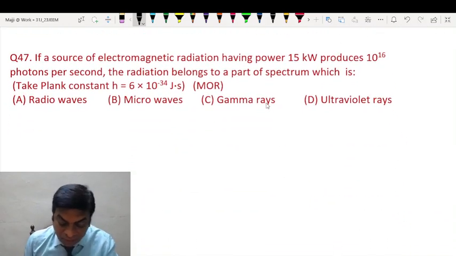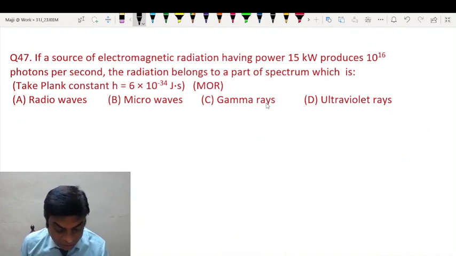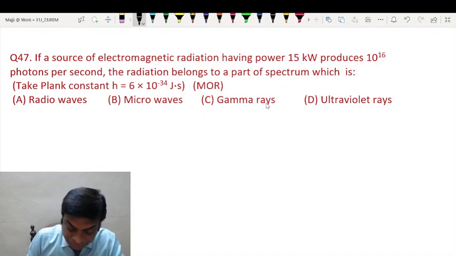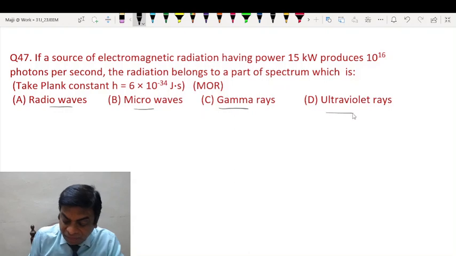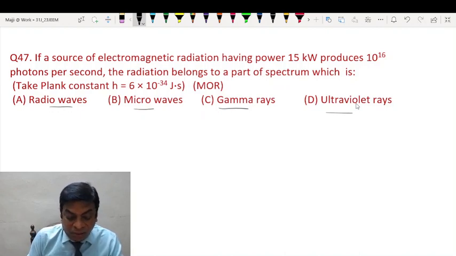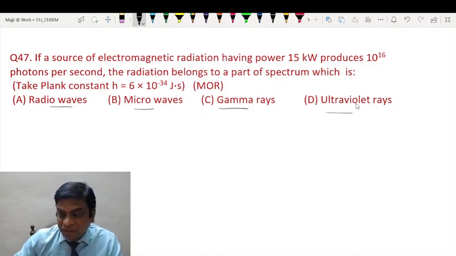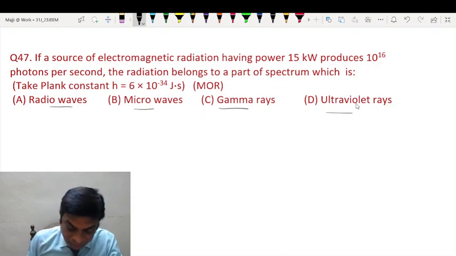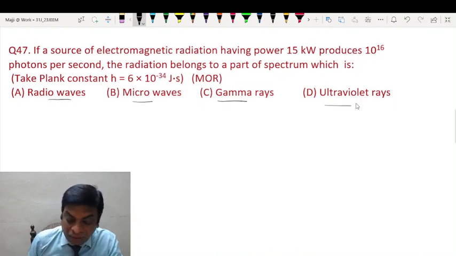If a source of electromagnetic radiation having power 15 kilowatt produces 10 power 16 photons per second, the radiation belongs to a part of spectrum. Now students, here, in order to identify the part of spectrum, we have different techniques. If you remember the frequency range, that is one way. You can remember the wavelength range. You can also remember the energy range, because each of these electromagnetic waves have their own range of energies or frequencies or wavelengths. Now it's up to you in which way you have memorized them. Right. We can straight away find out in terms of energy.